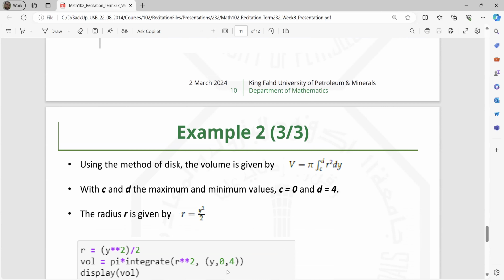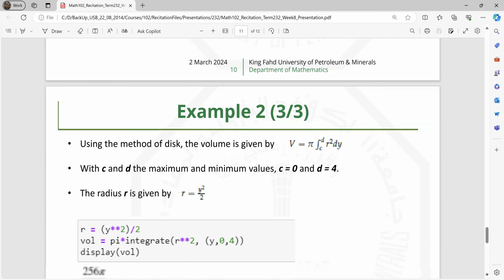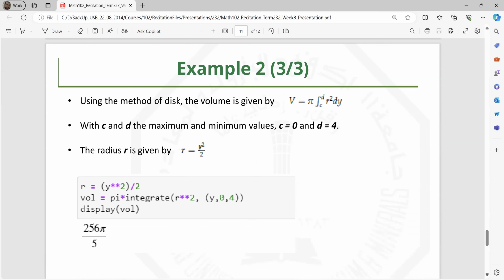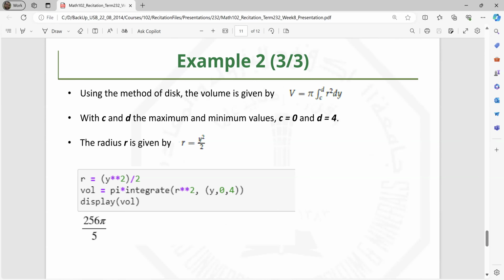Okay, and here the volume is obtained by pi times the integral of r squared from 0 to 4 with respect to y. So here, of course, we'll get 256 pi over 5. Okay, so with these two examples, we've seen a rotation with respect to a horizontal axis, which was in the first example y equals 1, and with respect to a vertical axis, x equals 0, or the y-axis, for the second example. We have now seen two methods.